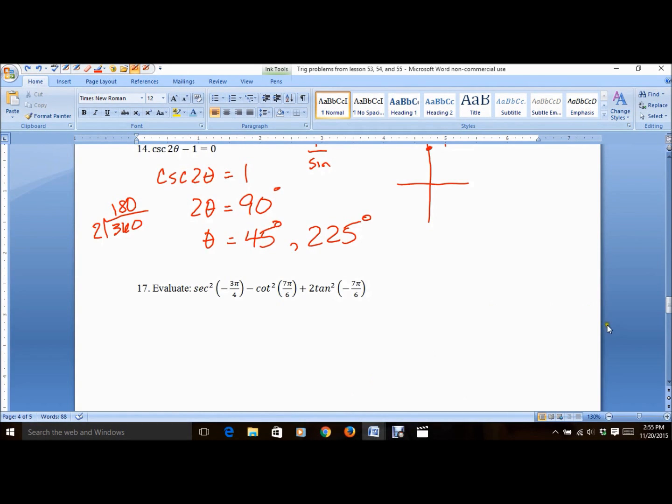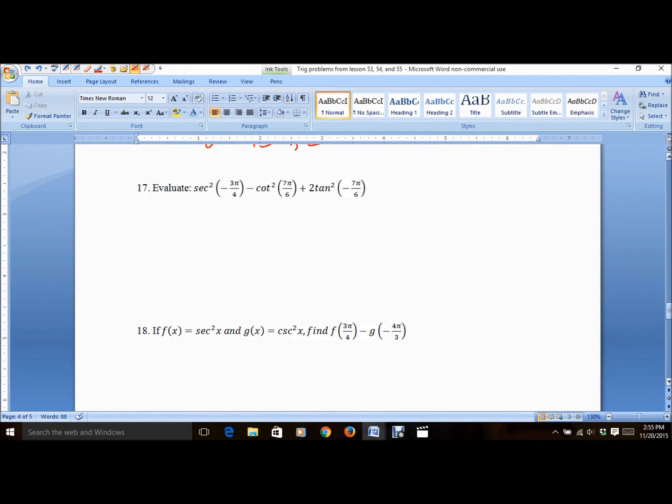Okay, number 17, you've got some trig functions that you just want to evaluate at certain places. So we're at negative 3 pi over 4, and negative 3 pi over 4 is here at a 45-degree angle. It's negative, there's negative pi over 4, negative 2 pi over 4, negative 3 pi over 4. Alright, so this is a 45, 45, 90, which is 1, 1, square root of 2. And we are looking at the secant.